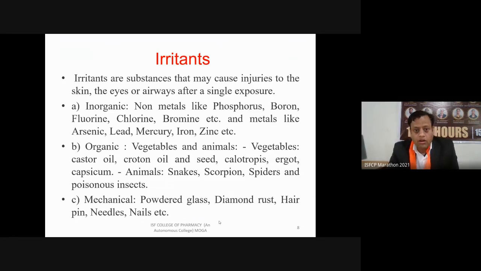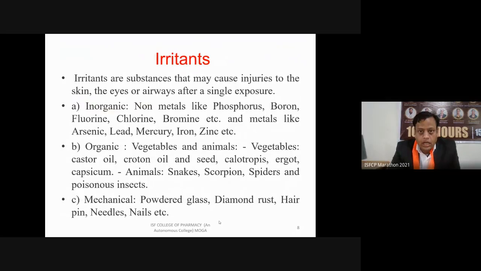Further, organic irritants may be vegetables and animals. So vegetable irritants include castor oil, croton oil, and seed calotropis, ergot, capsicum. And animal irritants include snakes, scorpion, spider, and poisonous insect. So these all are included under animal irritants. So organic elements, as I told, they divided into two categories. First is vegetables and second animals. And further, third is mechanical irritants. So mechanical irritants may be powdered glass, diamond rust, hairpin, needles, nail. So these all are included under mechanical irritants.